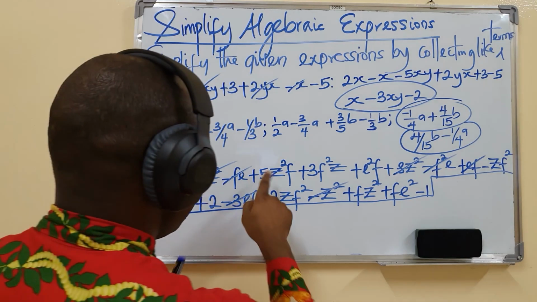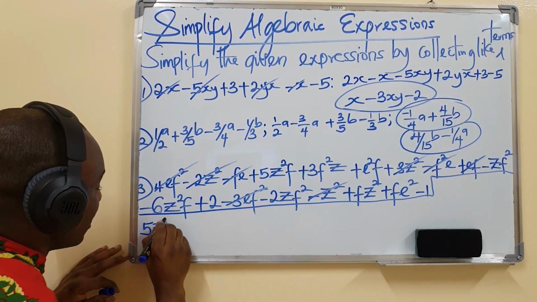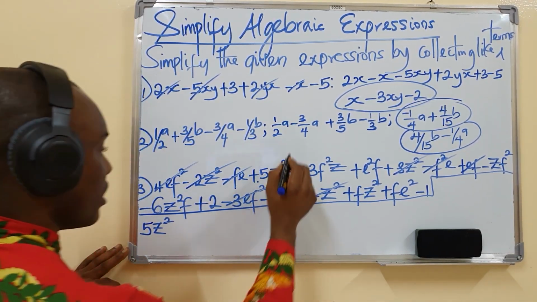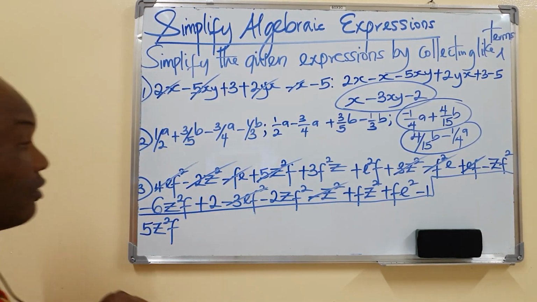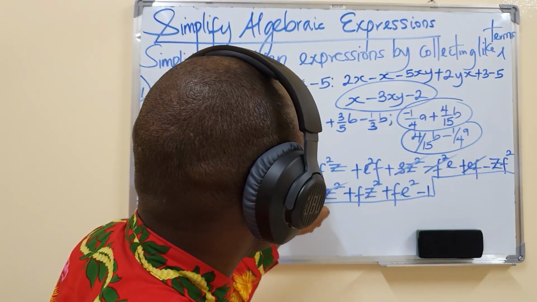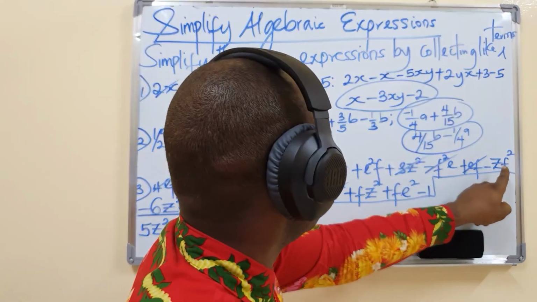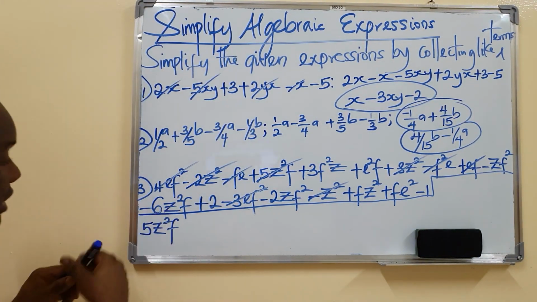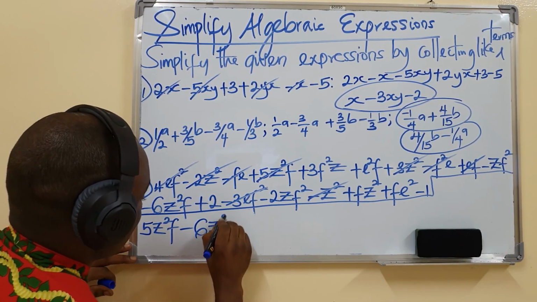We're done with these three. Here we have positive 5z squared f. We can erase it. Is this just 5z? No, 5z squared of f. Remove it. So let's check out the ones with z squared and f. This is f squared and z. This is not what we're looking for. We're looking for z squared and f. It's here. So minus 6z squared f.